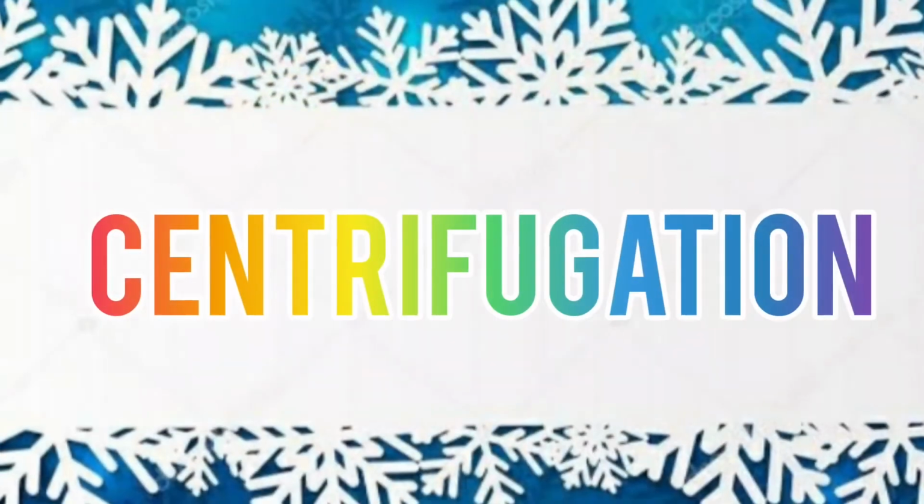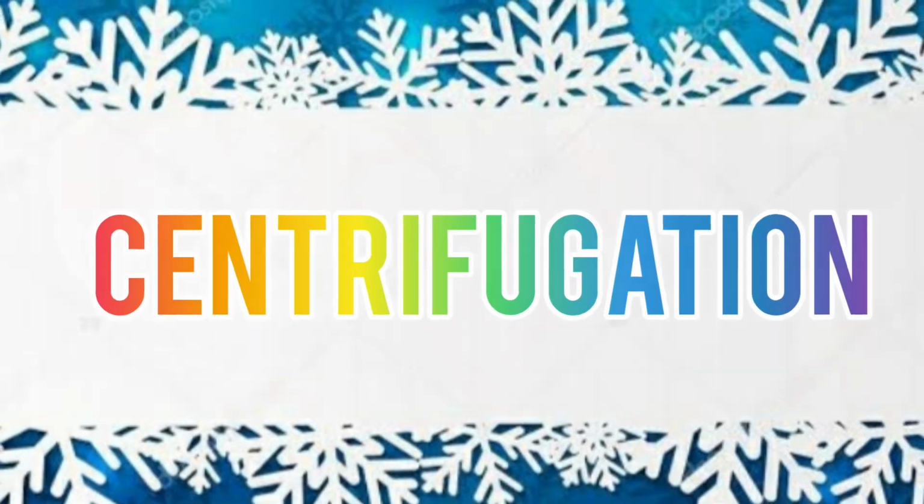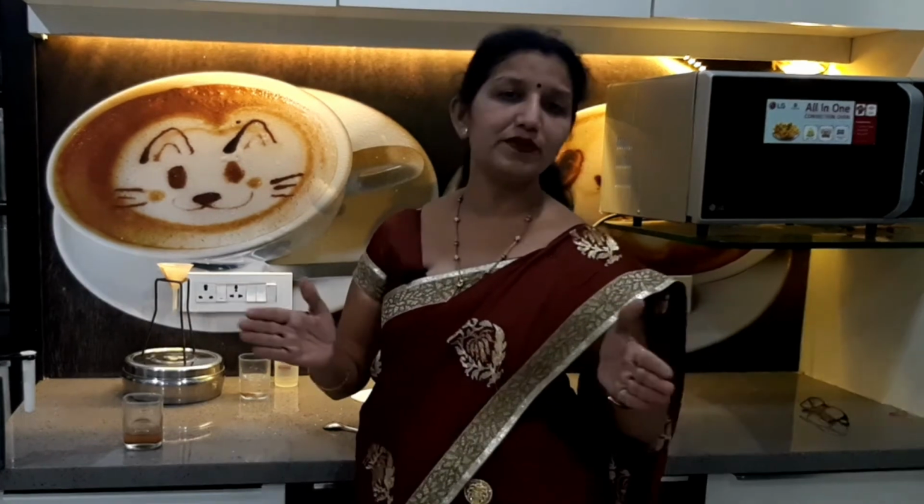Children, in some liquids like blood, urine, buttermilk, then milk, there are some insoluble solids mixed in it. But they are very small, very tiny, as well as very light in weight, and they are evenly distributed in that liquid. Because of that, what happens? We don't recognize the presence of these insoluble solids in that.